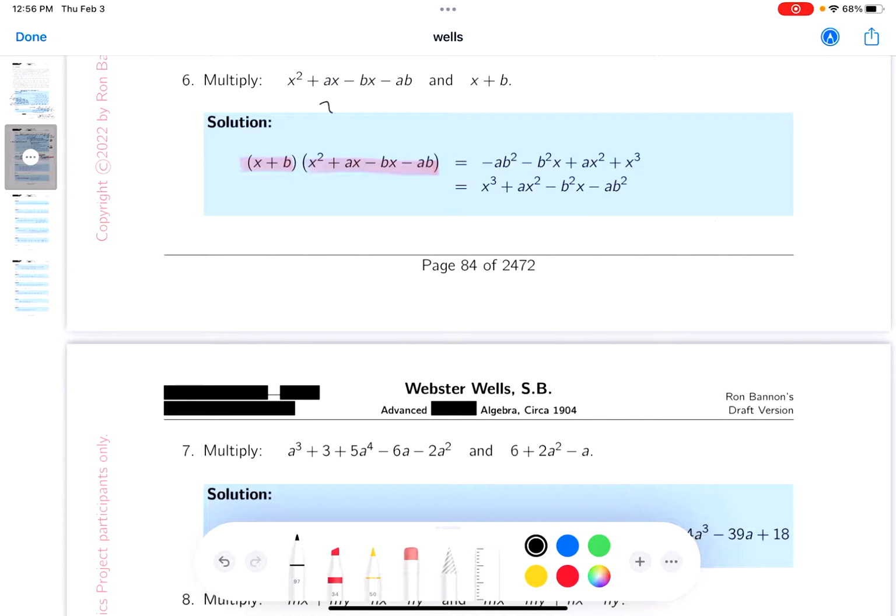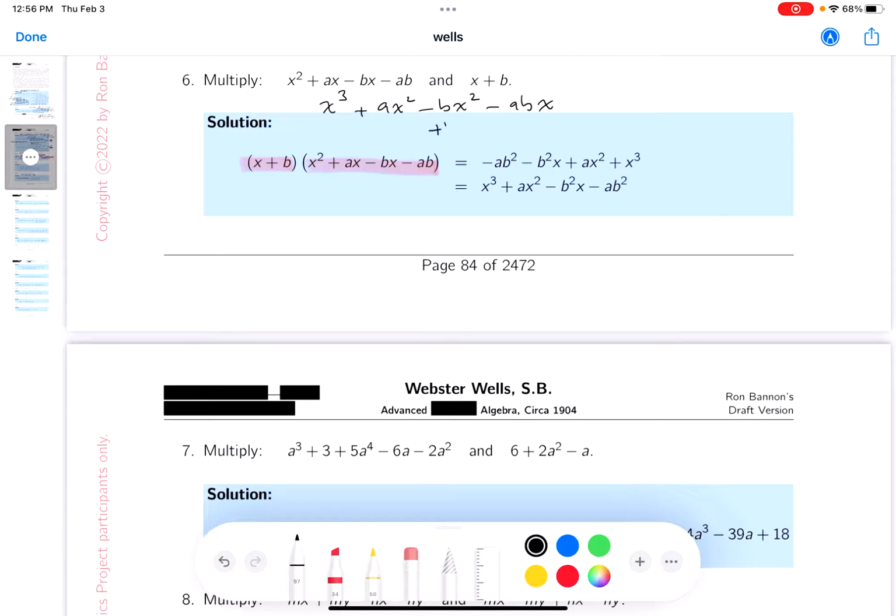And what do you get? You would get x cubed plus ax squared minus bx squared minus abx. Fairly simple. Now I'm going to distribute the b across those 4 terms. What are you going to get?